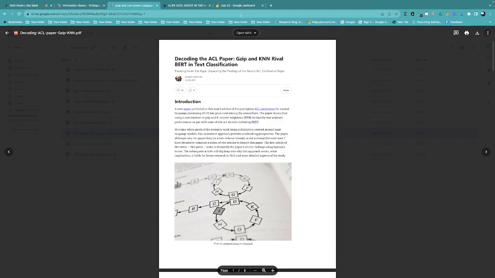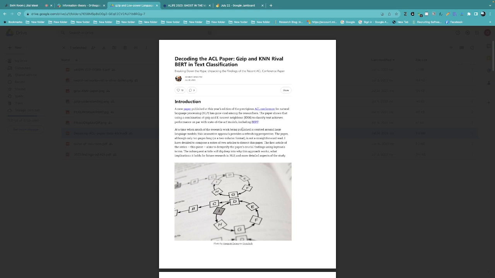So this is decoding the ACL paper, gzip and KNN rival BERT in text classification. This is a paper that came out, I think, at the ACL conference. A new paper published at this year's edition of the prestigious ACL conference for natural language processing has gone viral among the researchers. The paper shows that using a combination of gzip and k-nearest neighbor to classify text achieves performance on par with state-of-the-art models, including BERT.